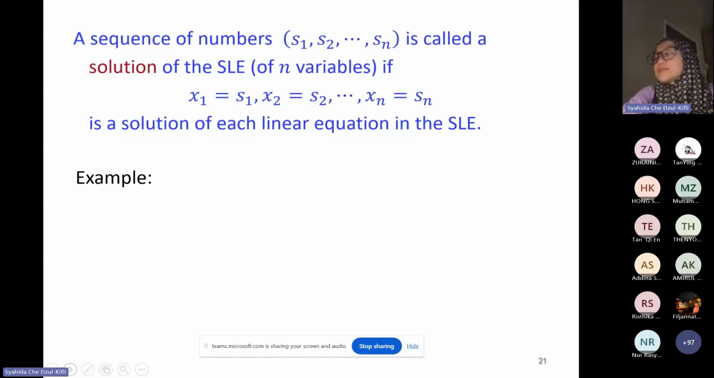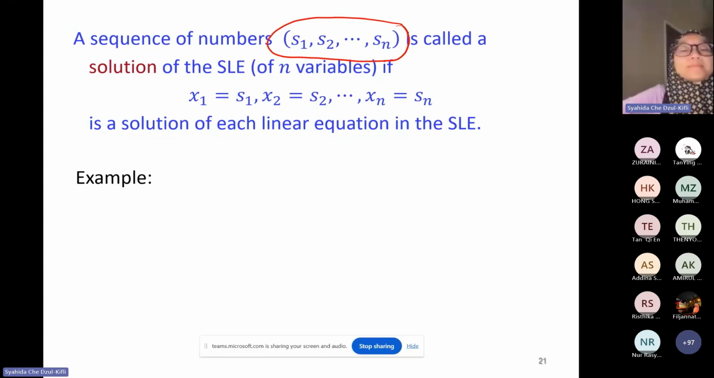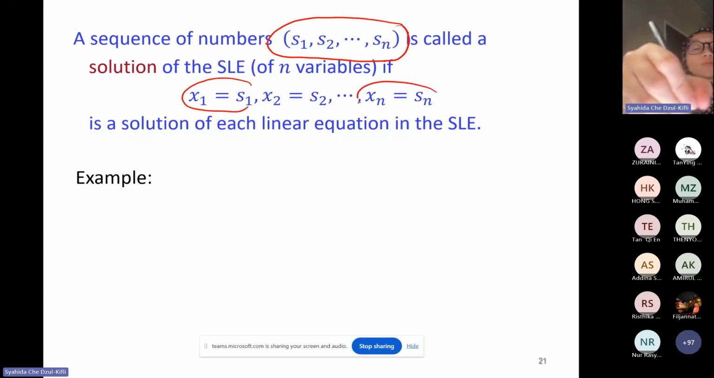So in general, a sequence of numbers is called a solution of a system of linear equations in n variables if we substitute x1 equal to s1 up to xn equal to sn, then the system of linear equations is satisfied, or this is a solution of each linear equation in the system of linear equations. Okay, we have seen the example.